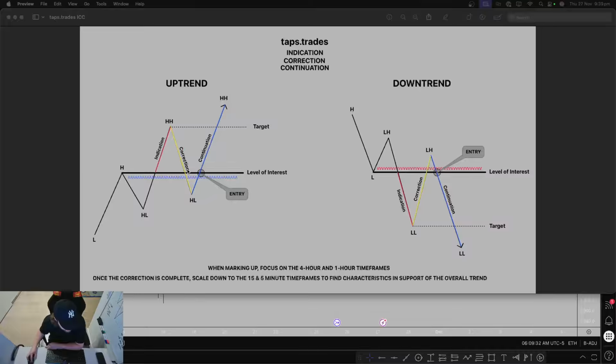Once we've created that correction, we're looking to scale down to the 15-minute and 5-minute time frames to find characteristics that support the overall trend. And the overall trend is upwards in this instance. It's an uptrend. So we're scaling down to the 5-minute and 15-minute time frames, and we're looking for characteristics that support the trend. So we're looking for higher highs and higher lows on those smaller time frames. Once we can see that clearly and price starts breaking above this level of interest, we can then look to take an entry, and we want to overall target the higher high.